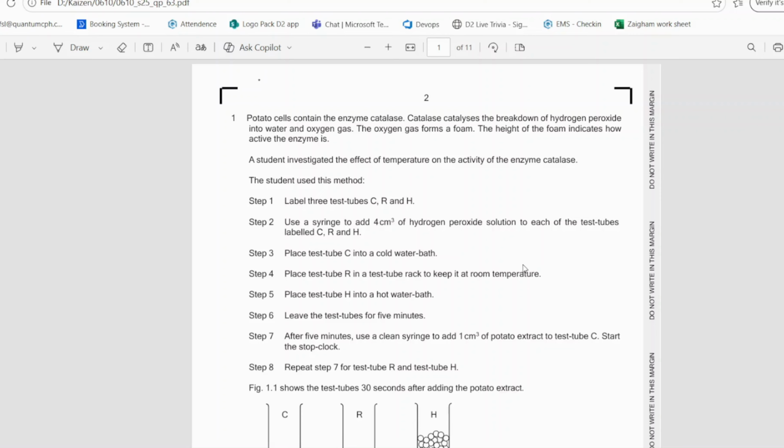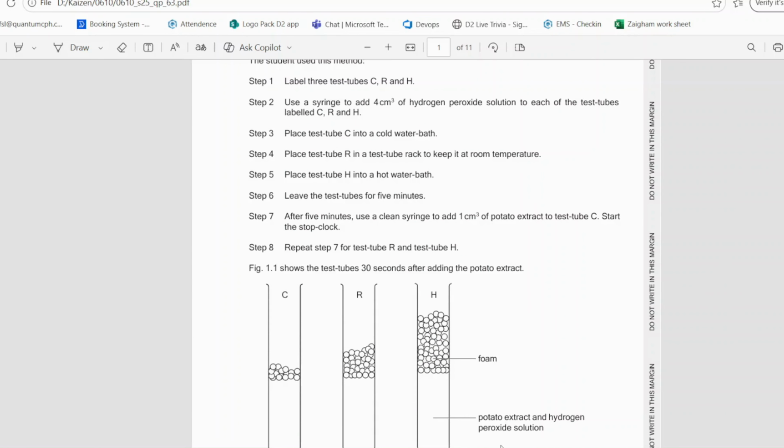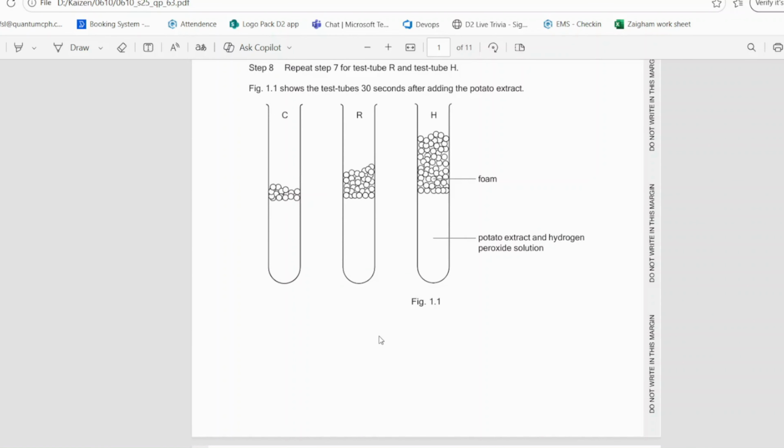Read the first line again. Yes, so this one is oxygen gas. Let's say, which test tube has the highest activity of enzyme? H. Exactly, because more volume of oxygen is produced, and in C it is least.